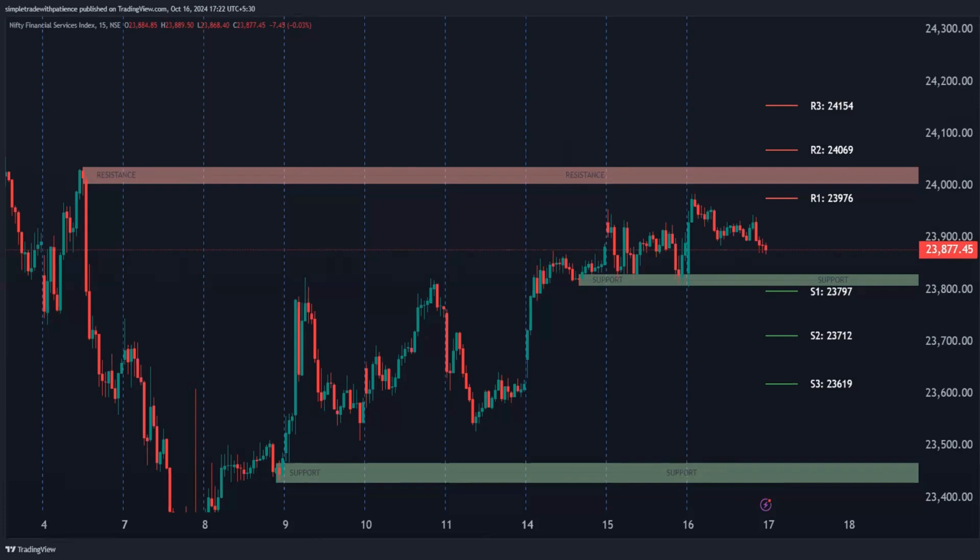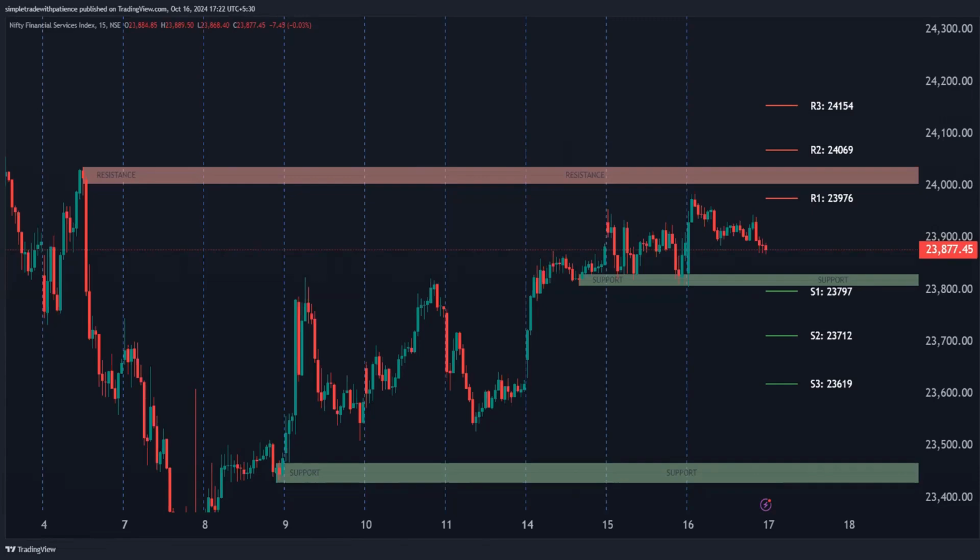For option traders, look for a breakout above 23,976 and a possible pullback towards 23,797. A break below 23,797 could signal a move down to 23,600 levels or even further down the order.